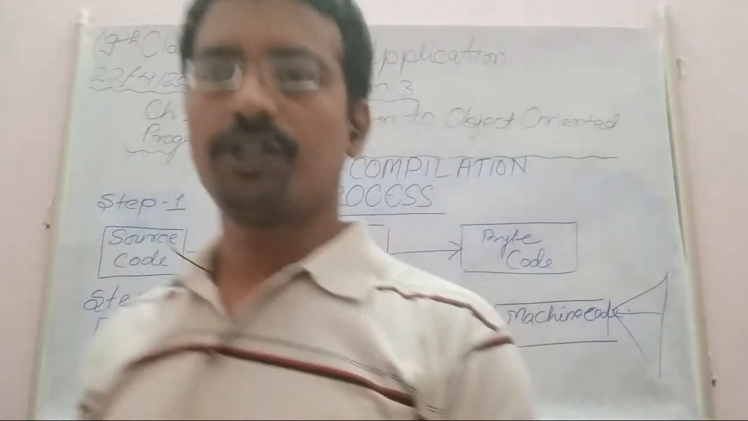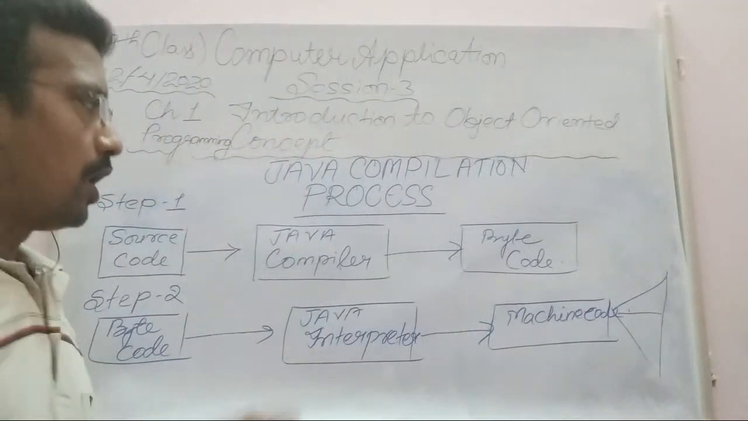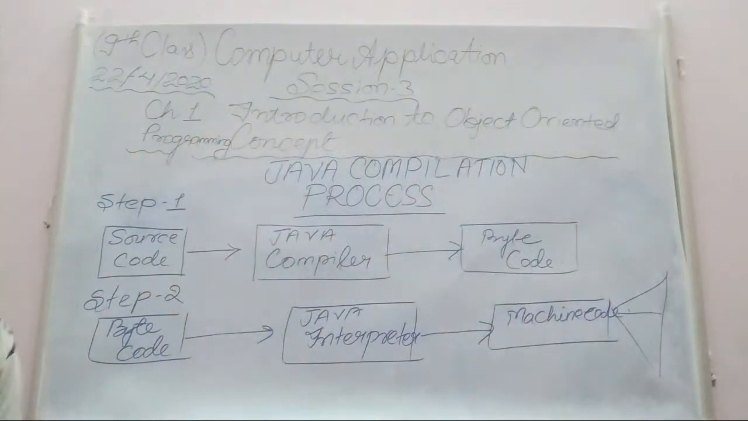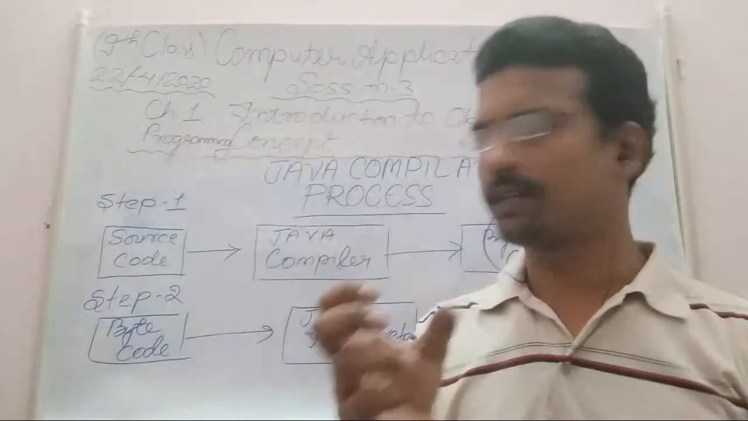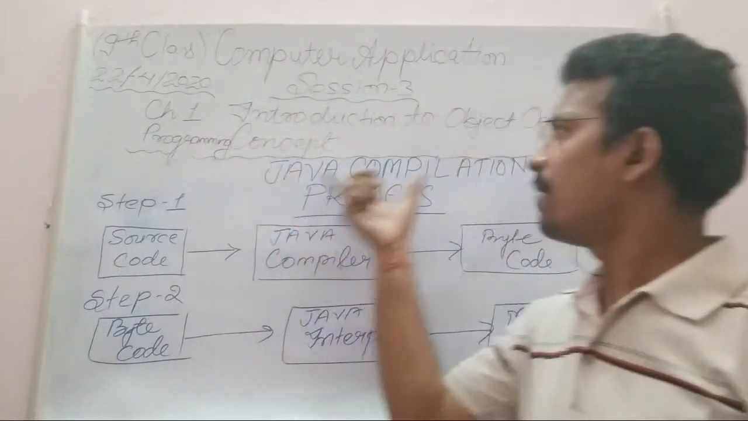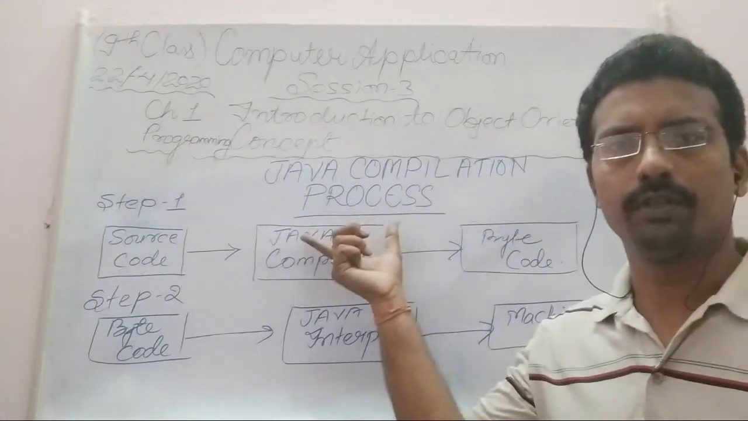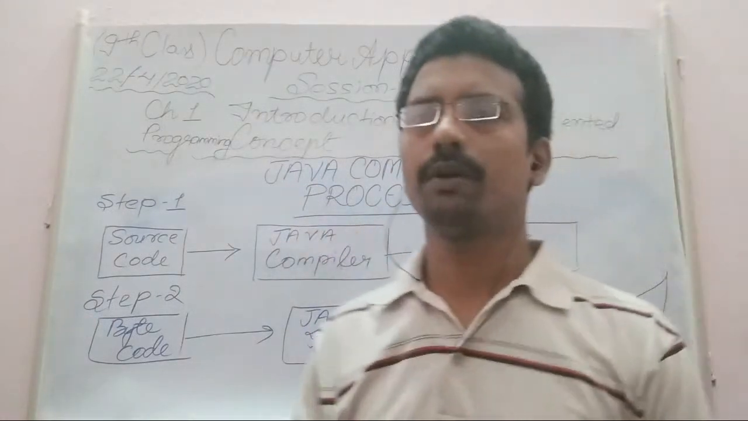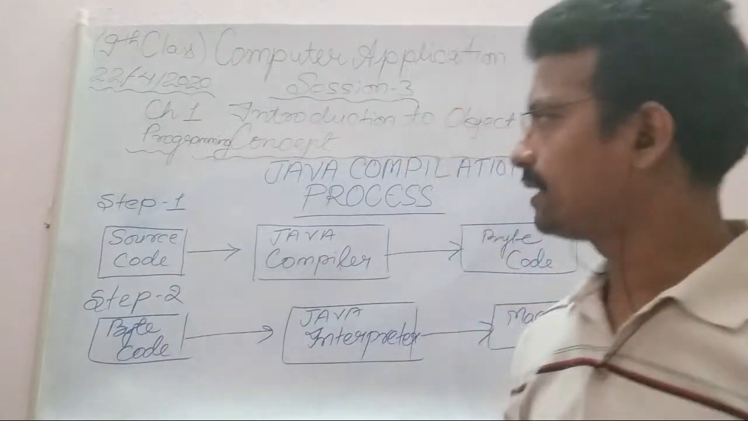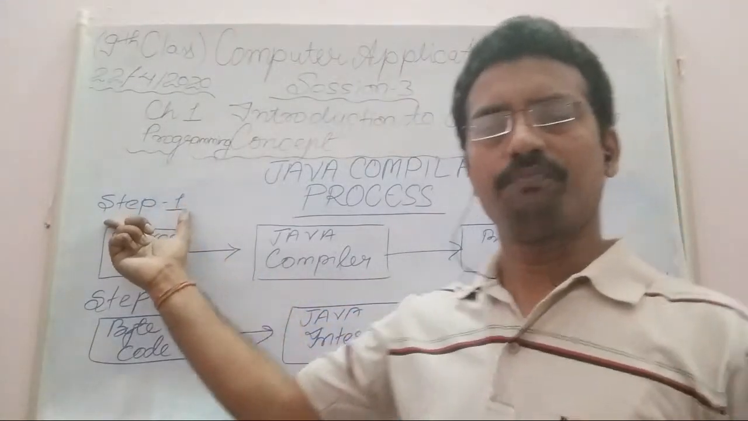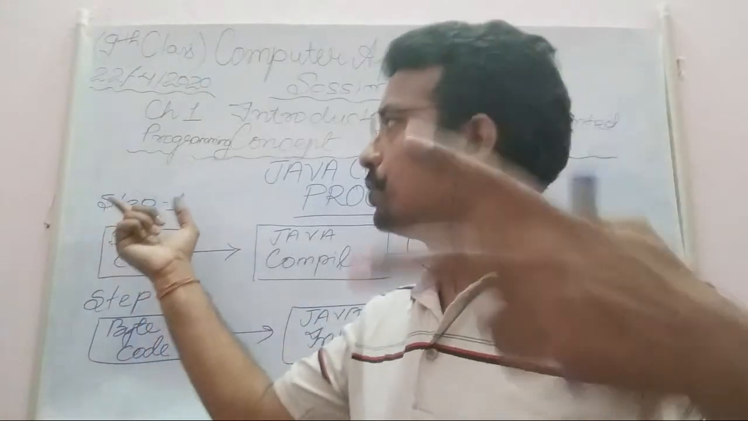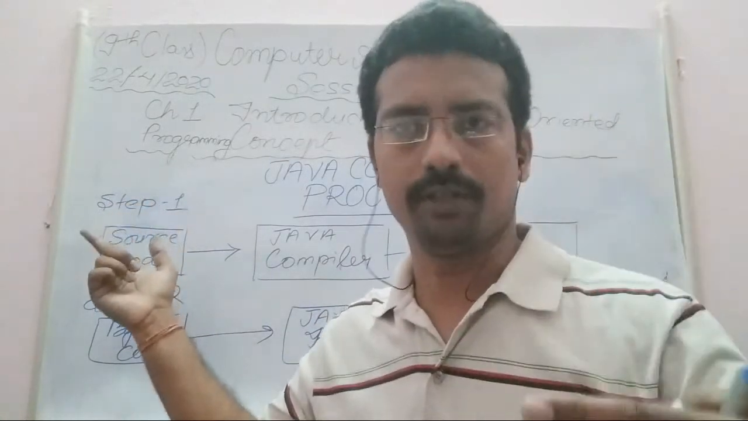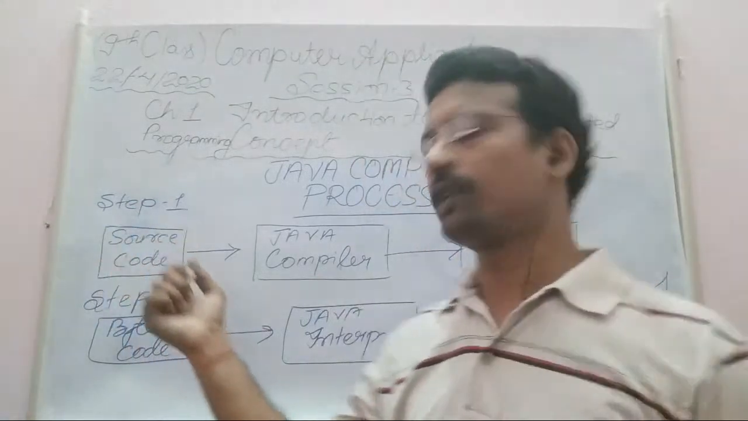Okay, you are watching in front of you, a two-step procedure is given. A picture is given that is explaining a little bit about the Java compilation process, but I will explain it more. What is that? The Java compilation process is a two-step divided process. In this process, what happens?